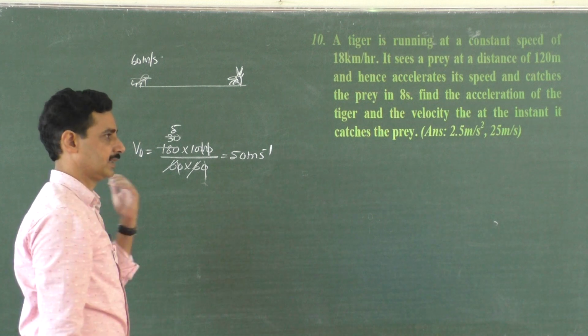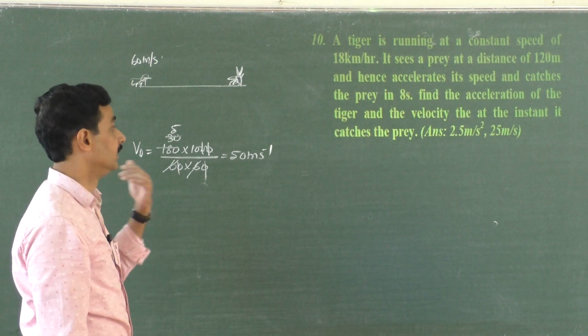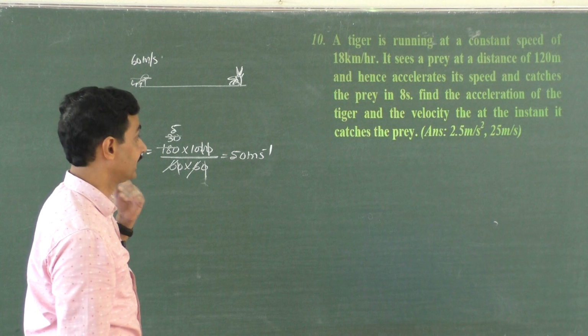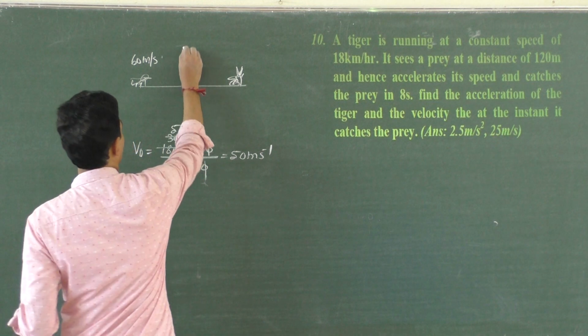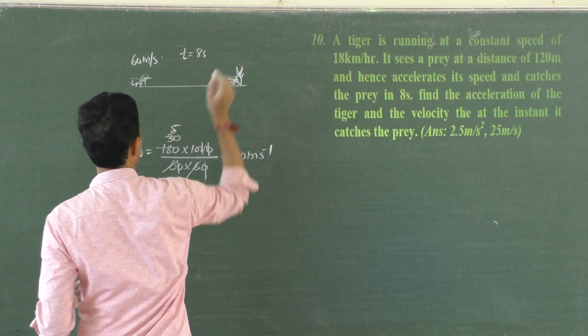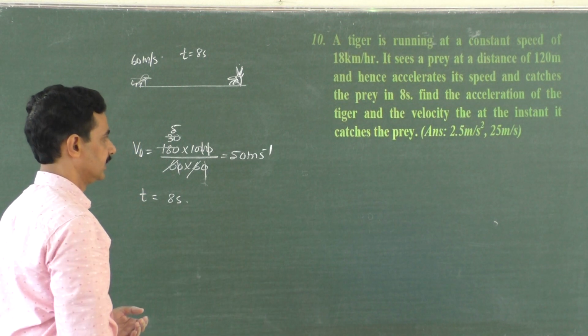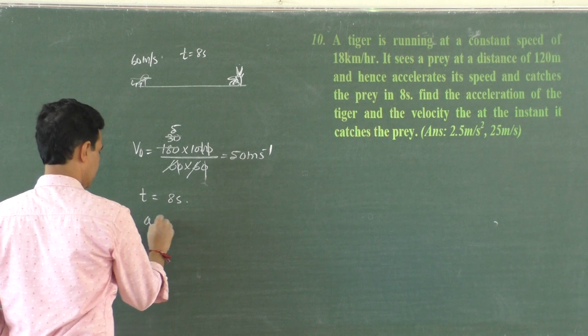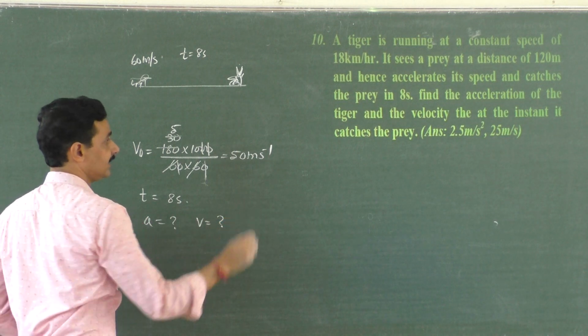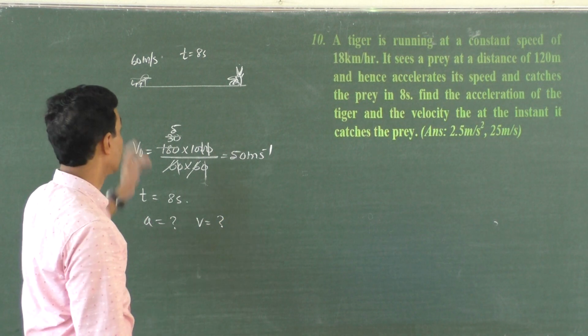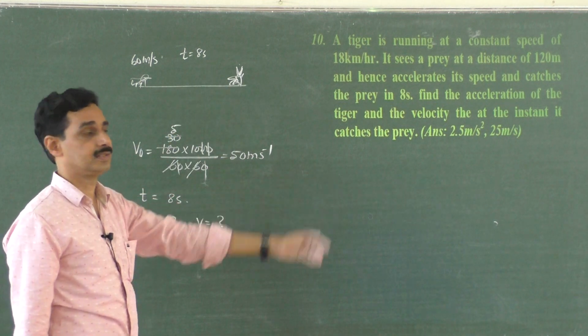It increases its speed because if it runs, it has to get there quickly. It accelerates its speed and catches the prey in 8 seconds. Time taken is 8 seconds. It catches it in 8 seconds. Find the acceleration of the tiger and the velocity at the instant it catches the prey. What will its speed be at the moment it catches it?